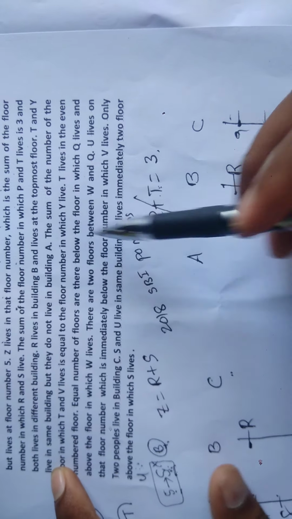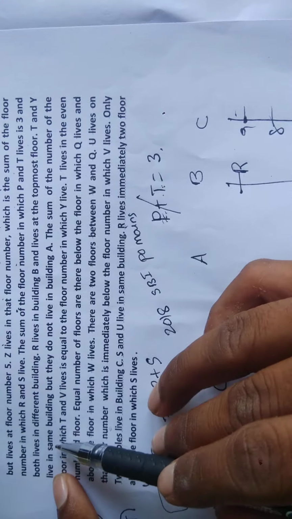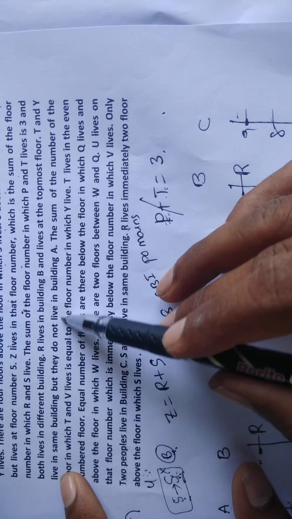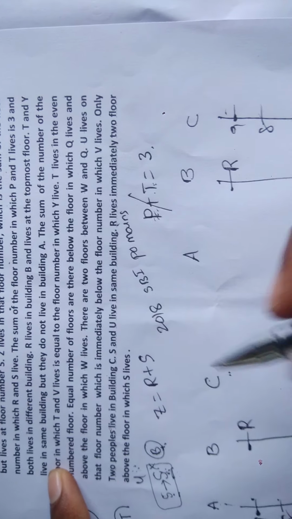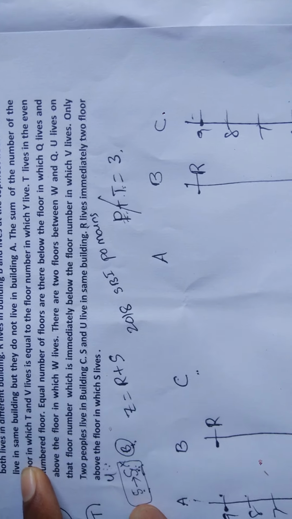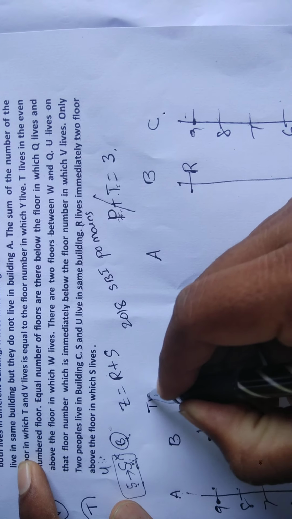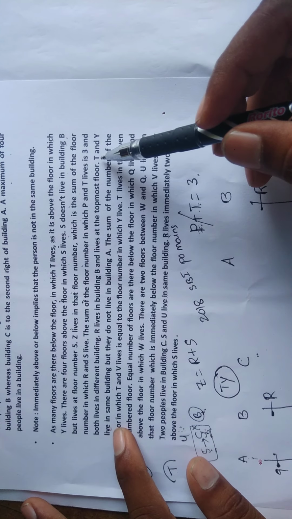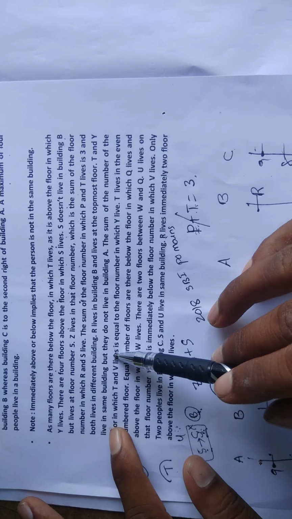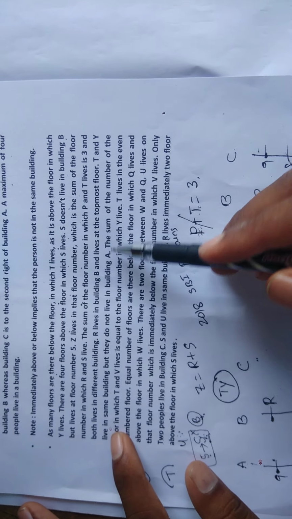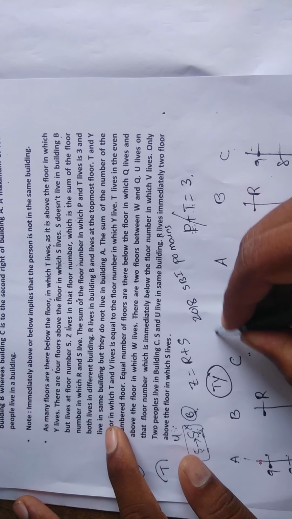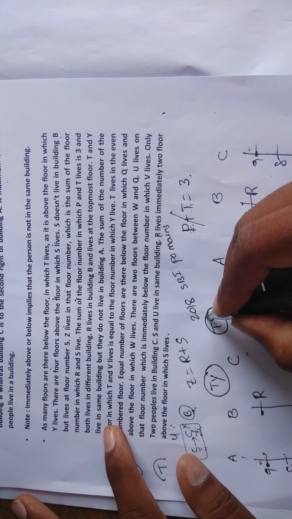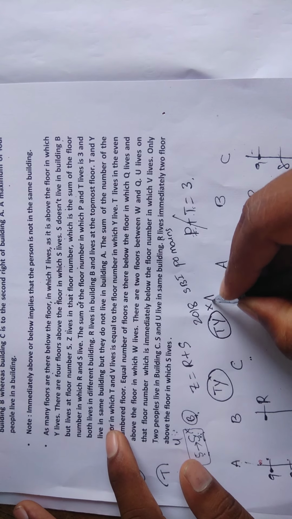Next point. See here. T and Y live in the same building, but they do not live in building A. Friends, check here. The mention is what? T and Y. See here, T and Y both live in the same building. Friends, see here, the point is what? T and Y live in the same building, but they do not live in building A. Yes, friends, check here. T and Y, these two live in the same building, but they do not live in building A.